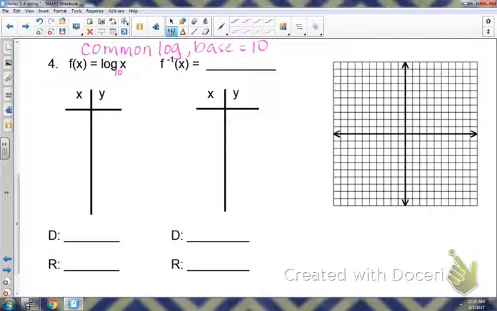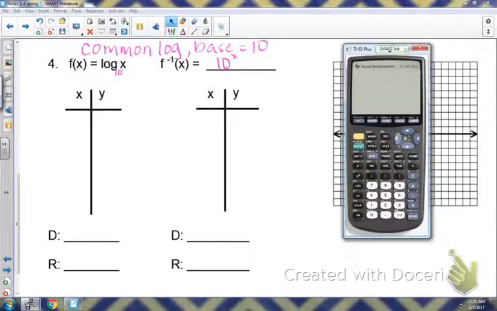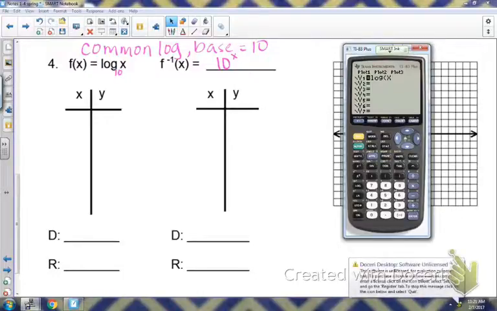So if that base is 10, the base of your exponential would be 10 to the x. On this, you can actually type in the common log because the base is 10. So you can either type that one in or type in the exponential one. I would say the exponential one would probably be easier, but if you wanted to do log, it's right below x squared, log. So you would type log of x, and then you can go to your table. But I'm going to go ahead and type in the exponential first, so 10 to the x power.